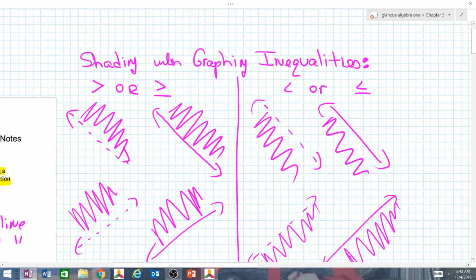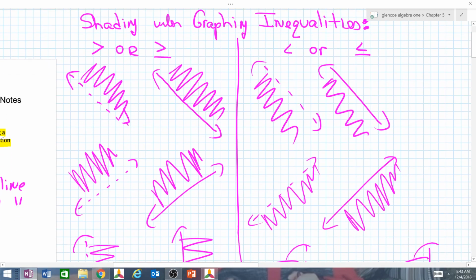So how do I know which way to shade? Good question. If the symbol is greater than and your line is a diagonal falling from left to right, your line is dotted, you're going to shade above the line. If your line is solid and it says greater than or equal to, again above. Now what if your line is rising from left to right and it says greater than or greater than or equal to? That's what I want to make sure you understand, which way you're going. Now if your line again is falling from left to right, meaning the slope is negative, and the symbol is less than or less than or equal to, you're shading underneath or below the line.